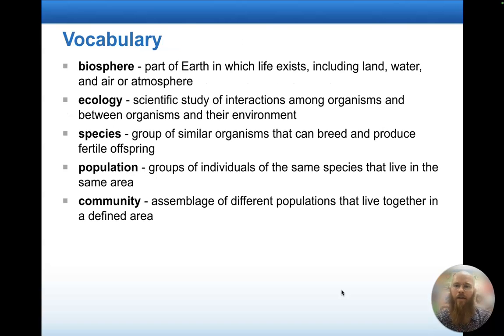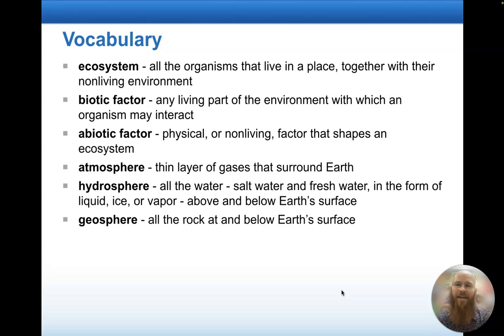There are going to be 10 new vocabulary terms for this first lesson that are going to be important for you to know. I will not be going through the definition and the term, but I will go ahead and, as we go through it, correctly pronounce the terms so that you understand how to say them. We will have biosphere, ecology, species, population, and community, ecosystem, biotic factor, abiotic factor, atmosphere, hydrosphere, and geosphere.